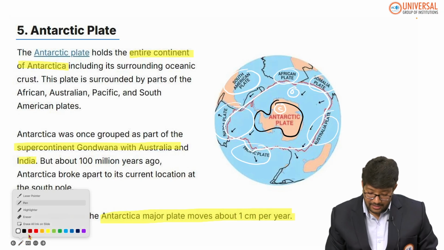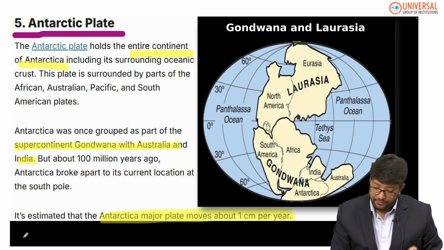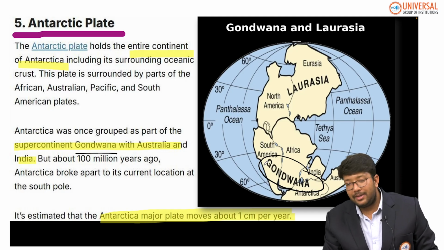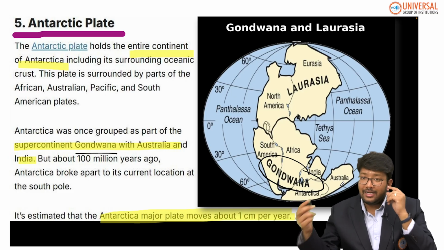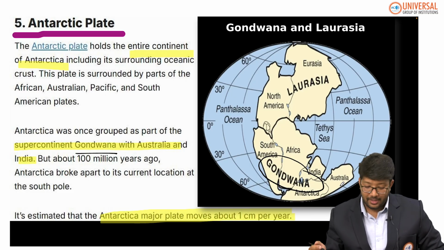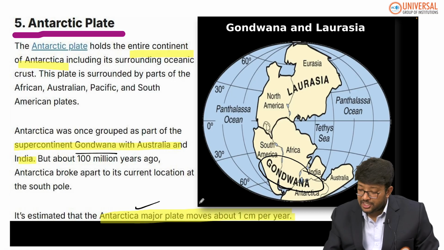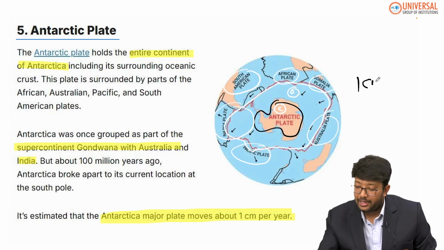Earlier, Africa was part of the supercontinent Gondwana. As you can see, Gondwana. Earlier, South America, Africa, India, Australia, and Antarctica were parts of Gondwanaland. After that, Antarctica broke apart, and right now it is in the South Pole. It is estimated that Antarctica's major plates move about 1 centimeter. So this measurement, again, you have to remember.